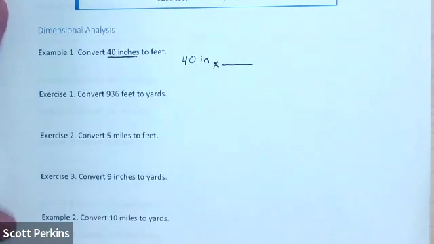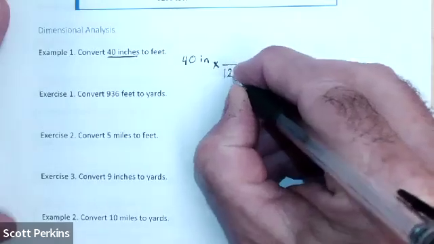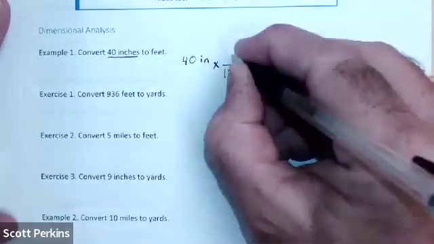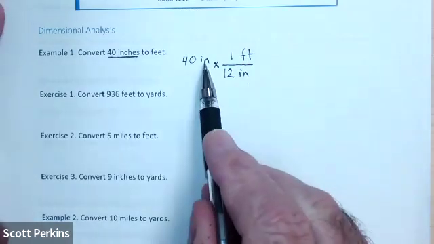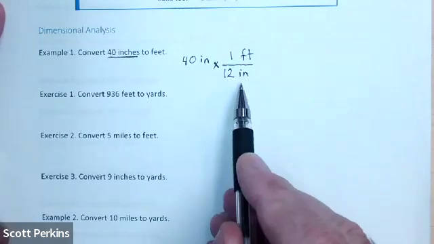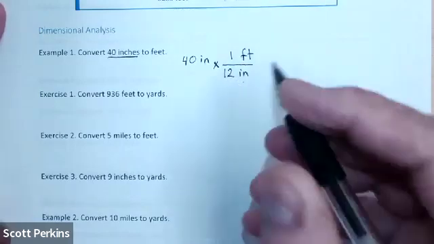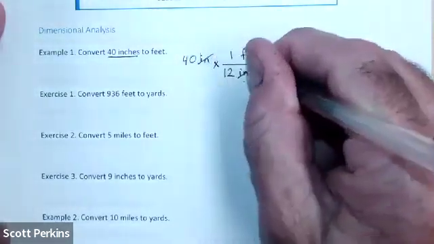So here's what I'm going to do. I'm going to take that relationship. 12 inches is 1 foot. And I am going to put the 12 inches in the denominator and the 1 foot in the numerator. And the reason I'm doing that is I want the units I do not want anymore to cancel out. So notice I have an inches in the numerator, the top, I have an inches in the denominator, the bottom. Now those two units, they cancel out.